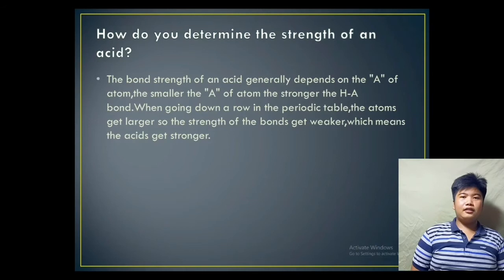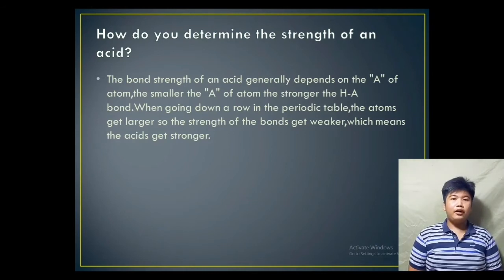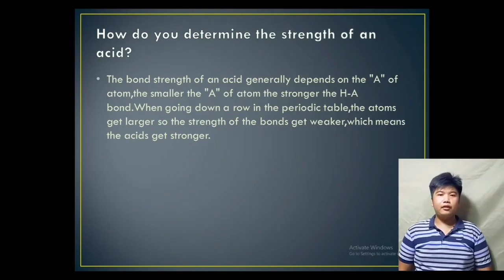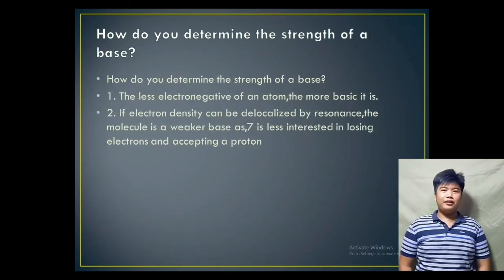The bond strength of an acid generally depends on the size of the A atom. The smaller the A atom, the stronger the H-A bond. When going down a row in the periodic table, the atoms get larger, so the bonds get weaker, which means the acid gets stronger. How do you determine the strength of a base?